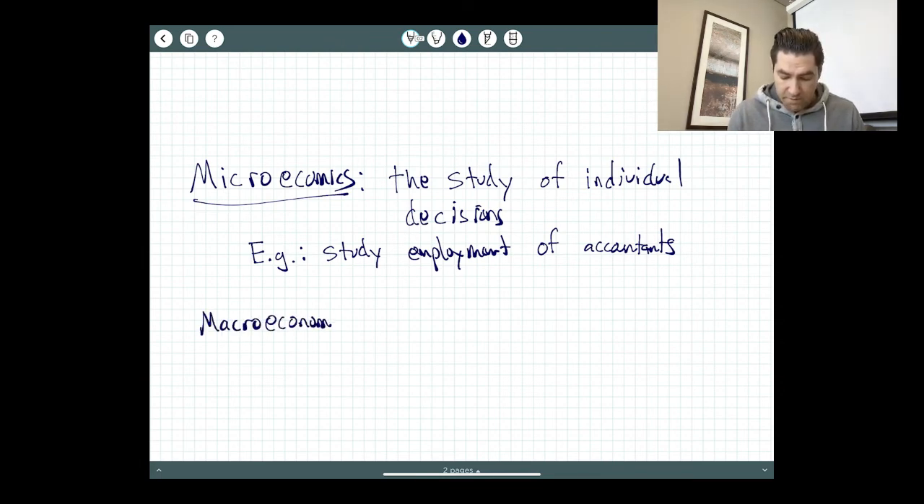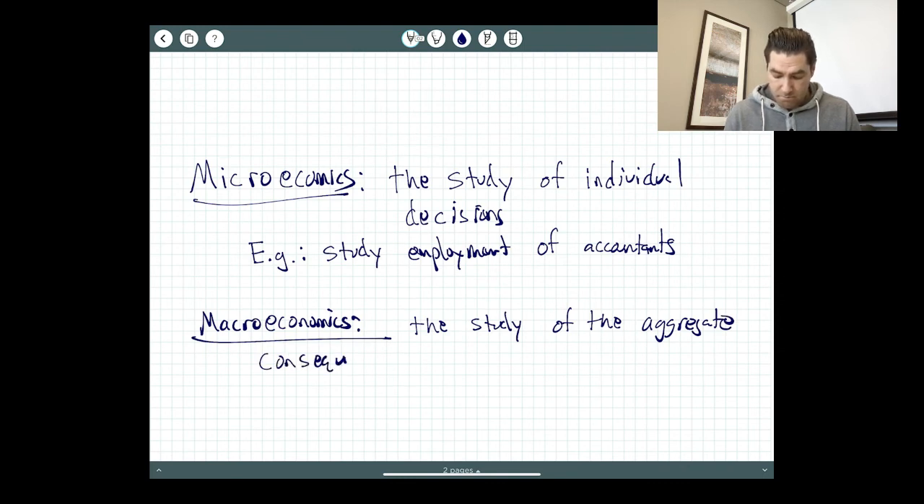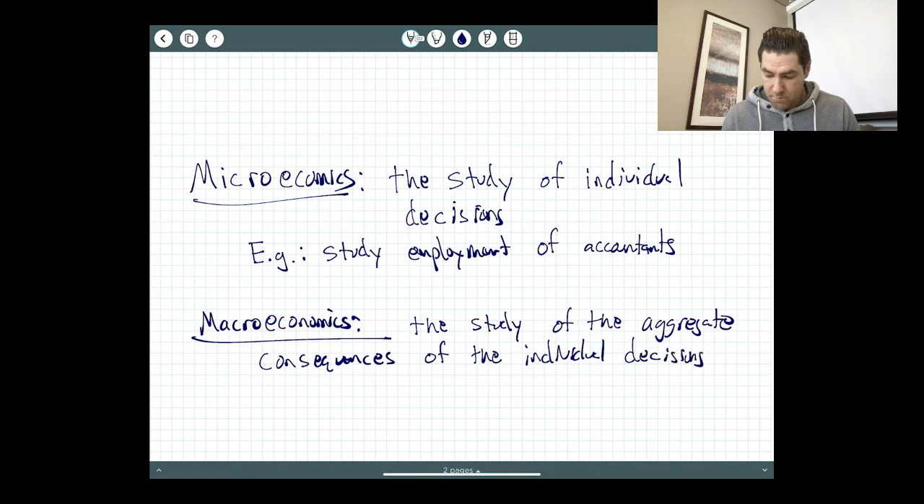Macroeconomics, as you can guess, based on the name related to micro, is the study of the bigger picture, the aggregates. So macroeconomics is the study of the aggregate consequences of the individual decisions. So the focus there is on the word aggregate. We're going to study the entire economy.